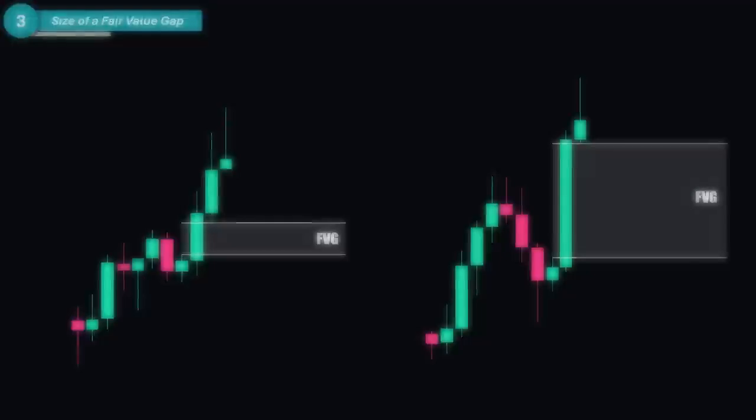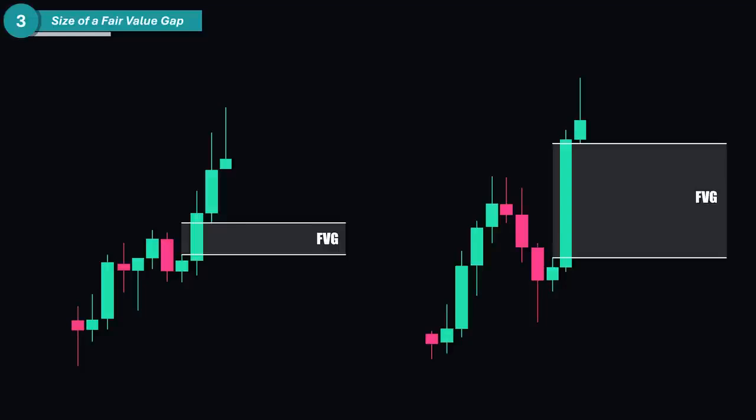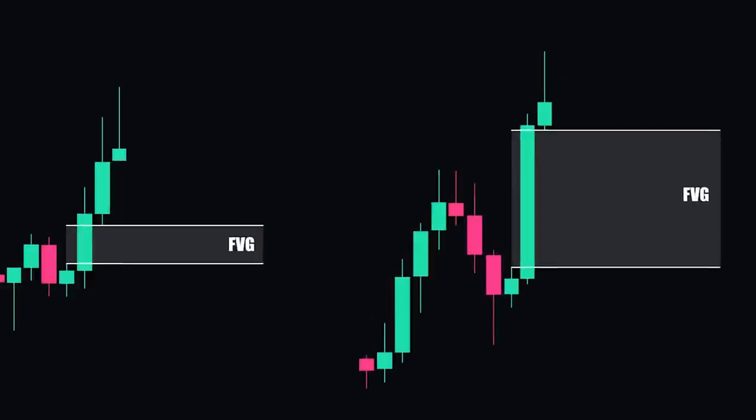So here comes a question. Do larger fair value gaps act as stronger supply or demand zones? Not necessarily. While larger fair value gaps might look more significant on the chart, size alone doesn't determine their strength as supply or demand zones.